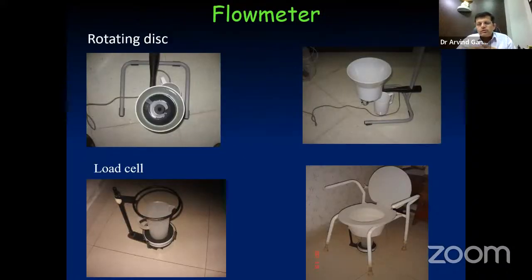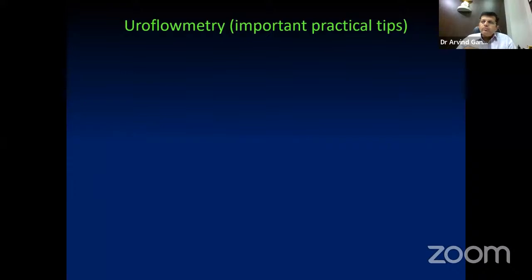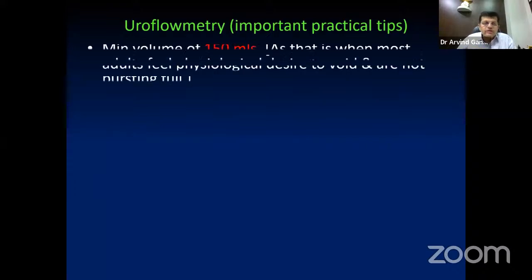A bit of theory and what is asked in the exam. These are the two commonly used types of uroflowmeters, the rotating disc and the load cell. One is gravity dependent, one is non-gravity dependent. A few important practical tips which you have to tell the patient when you have advised a uroflowmetry test.